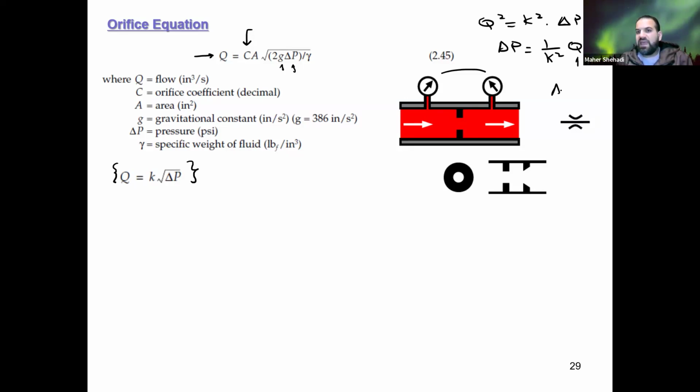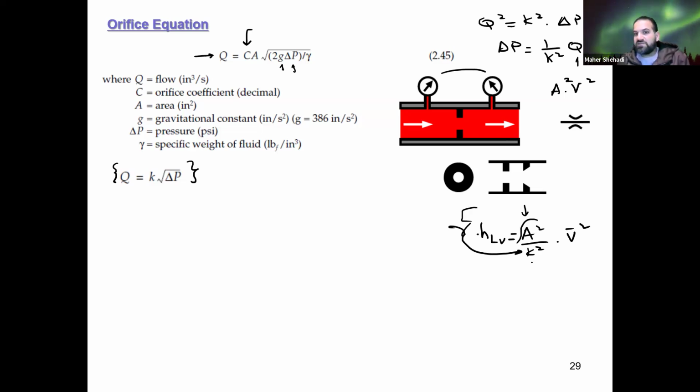Remember, Q is simply A times V. So if you combine K squared and A squared, and of course delta P is gamma times head, I'll delete those. So HLV equals A squared over K squared times V squared. Then this whole thing you just call K for the orifice or for the valve. You will end up with the same form that we just did for any valve or any fitting, but this is very specific for the orifice.